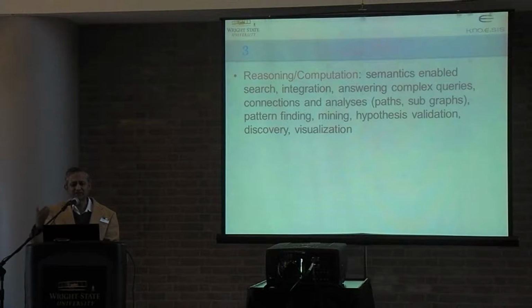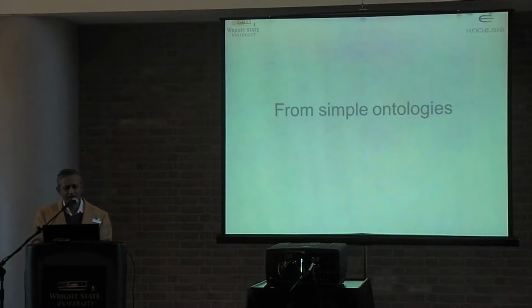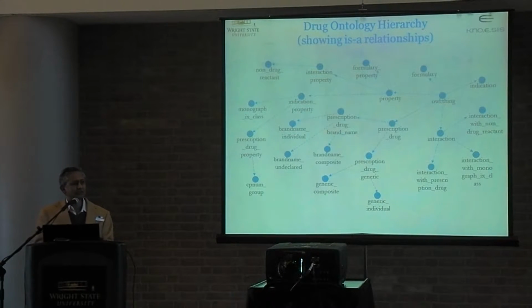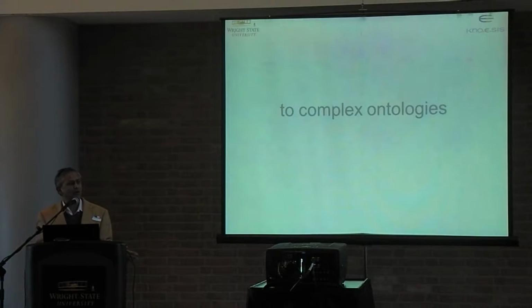So you have semantics-enabled search, integration, answering of complex queries, finding the path, defining hypotheses, and you have inferencing and reasoning techniques and so on and so forth. So there's a whole variety of all that stuff. Let's look at ontologies. There are very simple ontologies. Here I show a subset of a pharmaceutical drug ontology. You have a prescription drug, a brand name, and a generic name, and all these things are defined. To very complex ontologies.